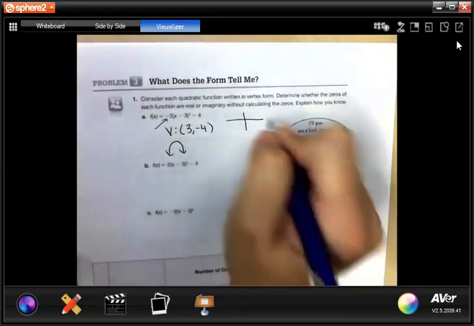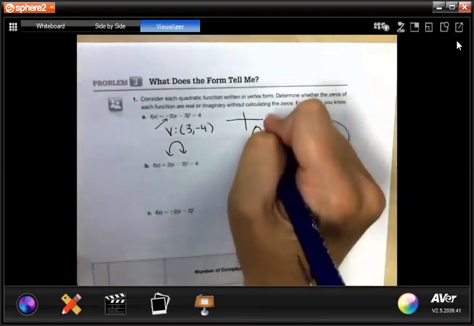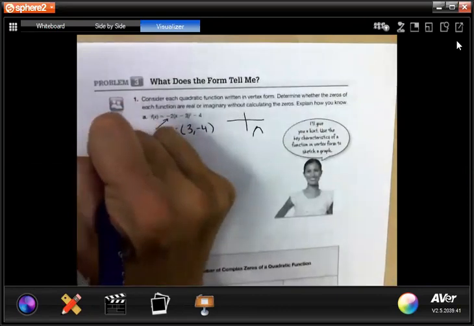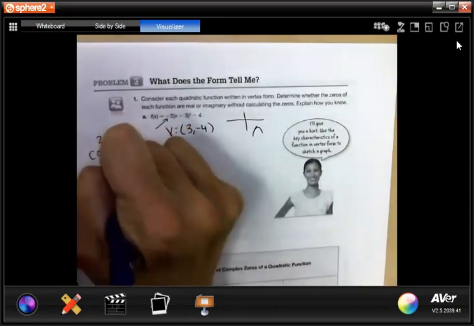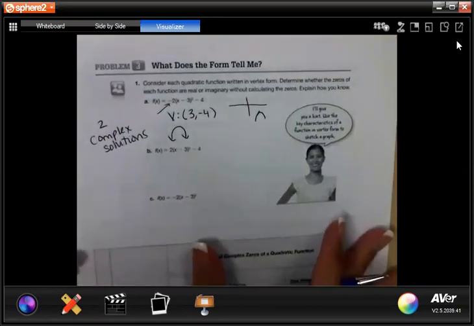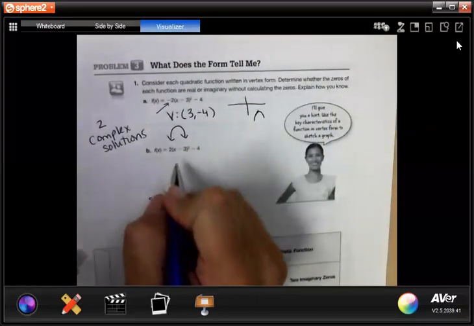So if I sketch a quick little picture here, 3, -4 is over here. And if it is concave down, that is not going to touch the x-axis, so I could say two complex solutions. So just because it's not in the standard form doesn't mean you can't determine those, whether it's complex solutions or real ones.